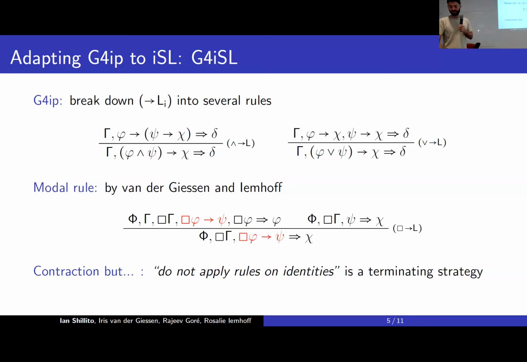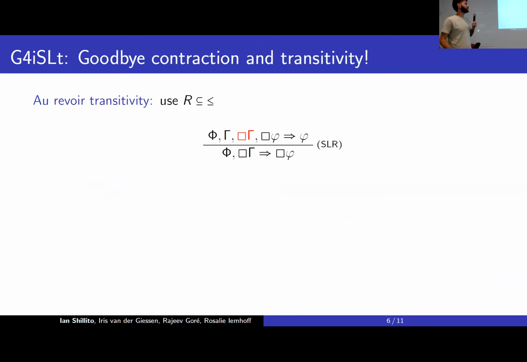So this was the setup before we started our work with the four of us. But what we decided to do is try to get rid of this implicit contraction. And in fact, we also got rid of the loops that we got through transitivity in our new calculus in the following way. We can get rid of transitivity because, once again, the modal relation is a subset of the intuitionistic relation, right?